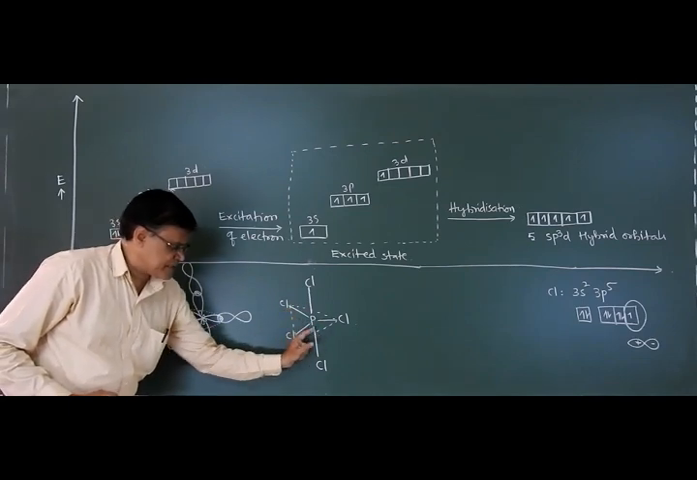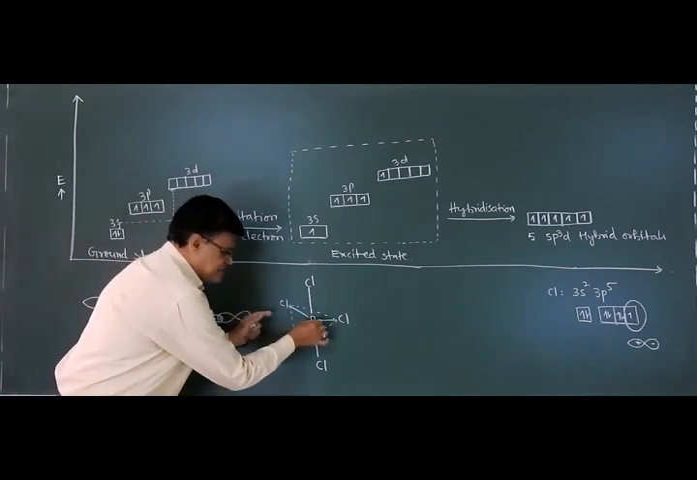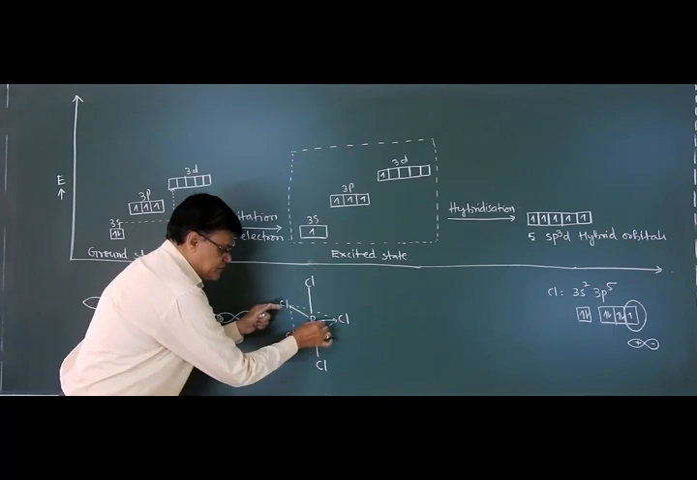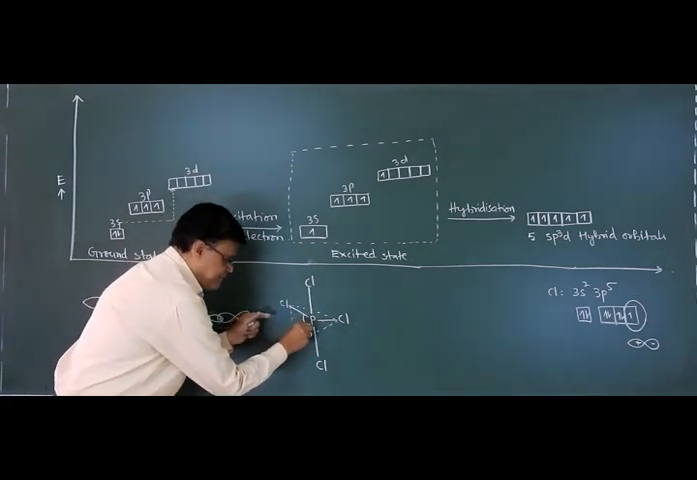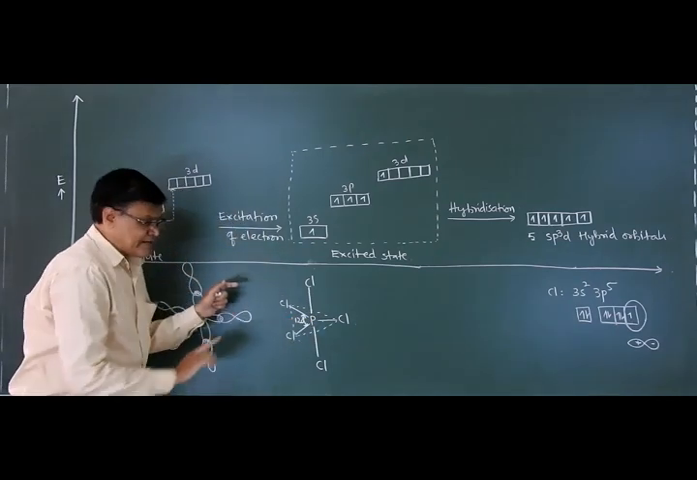These bonds will be present in the triangle. Now what is the angle between these two? The bond angle is 120 degrees. Now what is the other bond angle?